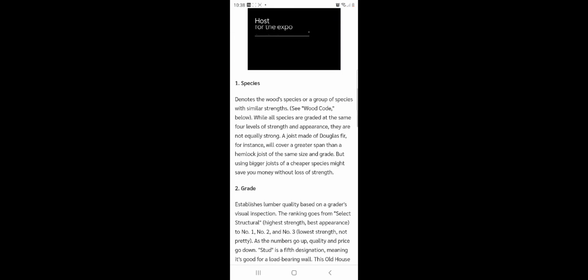So in this label, I know there's a KD, a HT, and for number 3, that's the moisture content. And I have this BTR. That's what I'm still trying to figure out. So we're gonna try to find out together what it means. Okay, it establishes lumber quality based on a grader's visual inspection, select structural. Number 2 would be the grade. Okay, no. Moisture content. Okay.